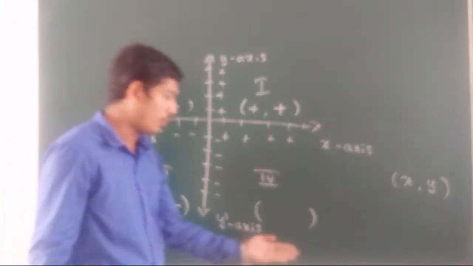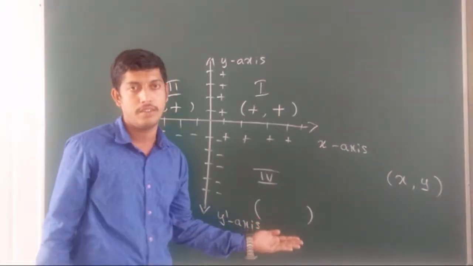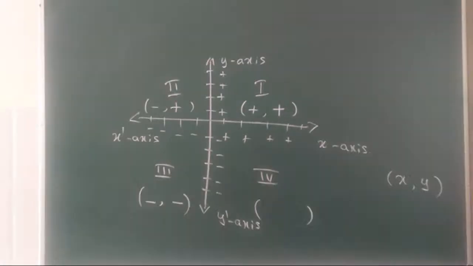Now comment and tell me what the coordinates will be in the y dash axis, fourth quadrant. Is it plus plus, or minus minus, or plus minus, or minus plus, in the fourth quadrant?